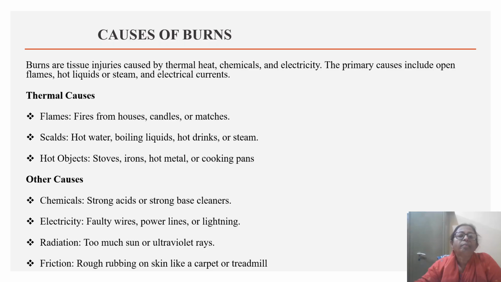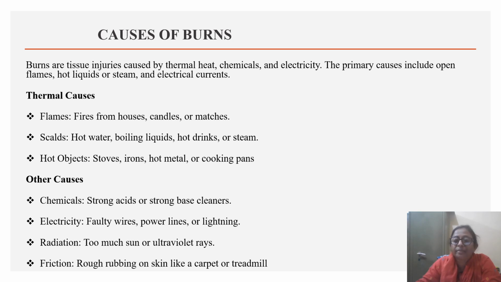So again, the causes of burns we have already discussed. It can be thermal causes or other causes. Thermal causes: burns and tissue injuries caused by thermal heat, chemicals and electricity. The primary causes include open flames, hot liquids or steam and electric currents. So thermal causes are flames, scalds, hot objects like stoves, irons, hot metals or cooking pans.